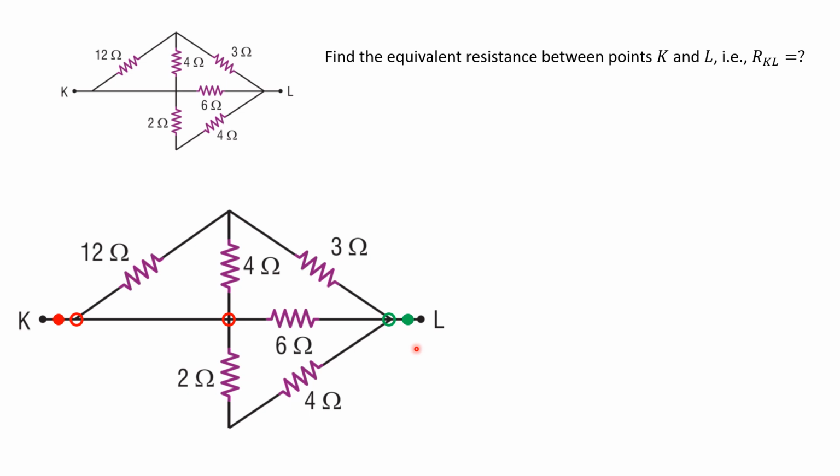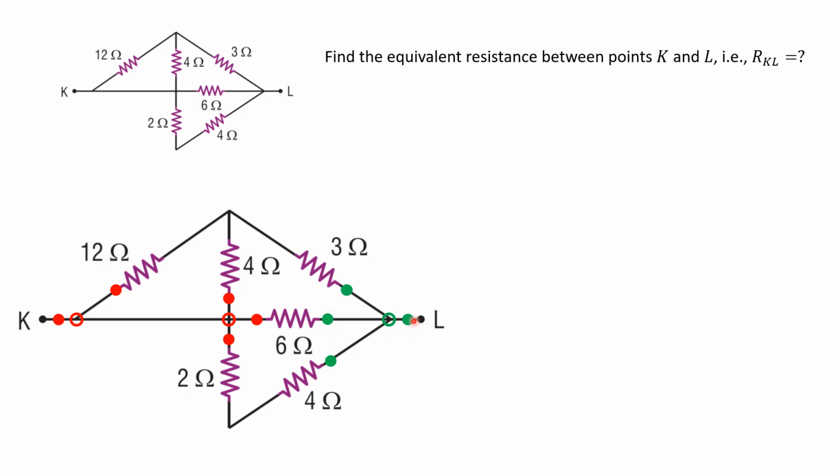Okay, now what are the points on the resistance that are equivalent to K and L? Well, this point, this point, this point, and this point are equivalent to point K because there is nothing in here. They're all continuations of the same wire with resistance of 0. And in the case of L, these points are equivalent to L.